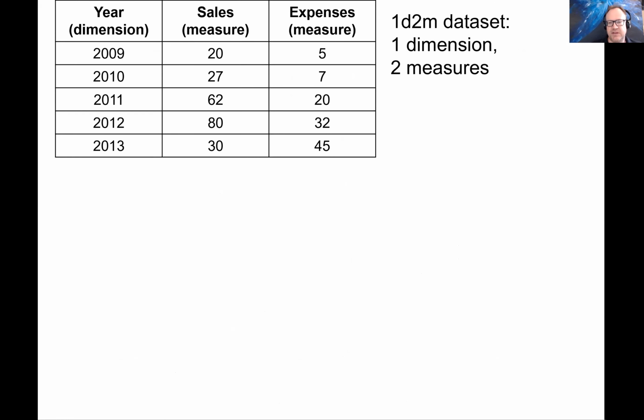So here's a third example of a data set. Here we have two measures that are each a function of year. So I've got my sales and my expenses that are a function of year.